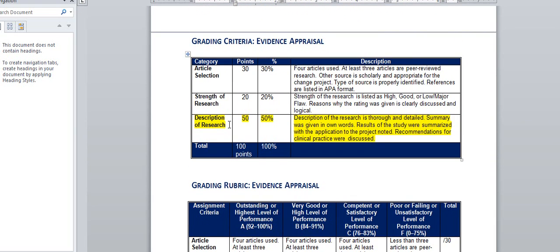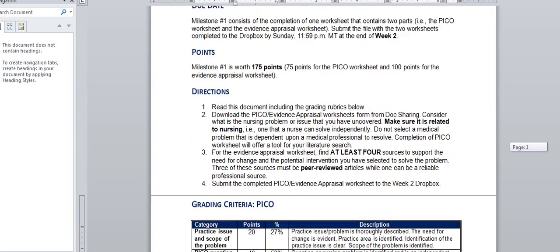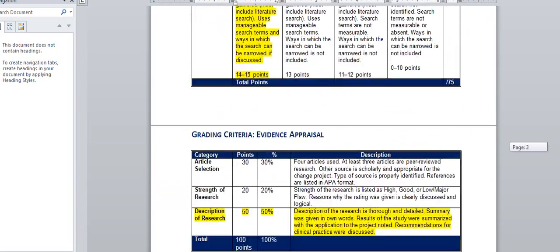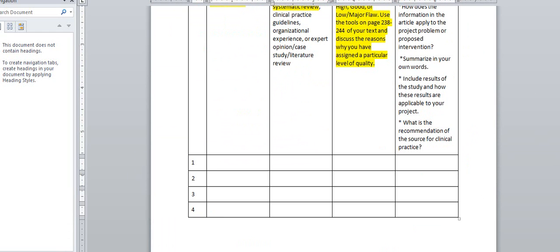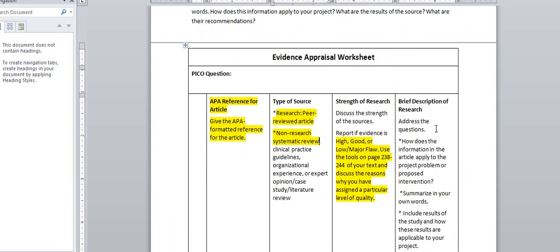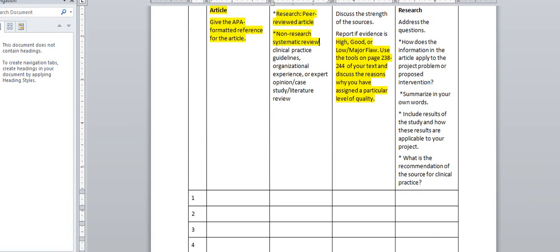You can see that the description of the research itself is 50 points. So that is where I was telling you up here, you really want to make sure in this one that you've given me a really good summary over here, because that's worth a very high level of points. And I want you all to do really, really well on this project. Hopefully you're going to have a lot of fun with this.